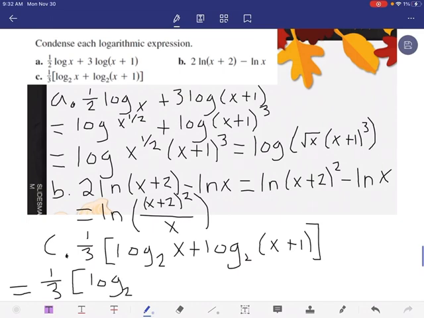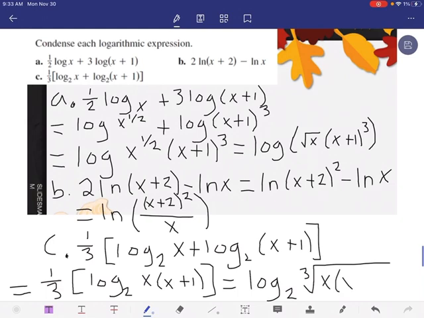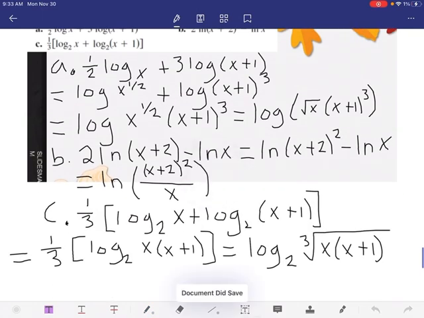So we do have addition there. So we know that our addition can become multiplication inside of one logarithm. And then because we have that 1/3 to the front, it would become an exponent. But remember that an exponent of 1/3 is going to be the same thing as the third root of all of that stuff. So that would be our final answer. Log base 2 of the third root of x times x plus 1.